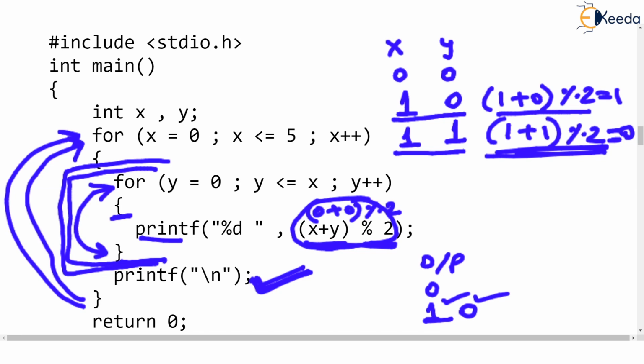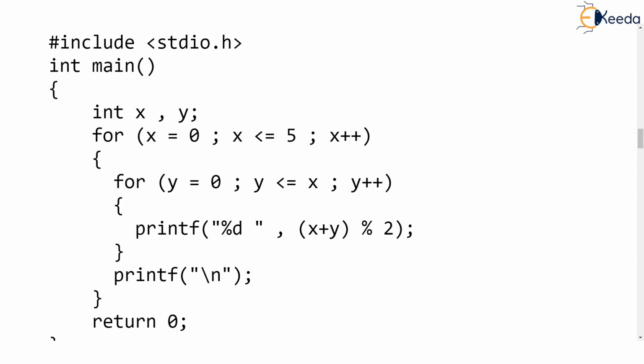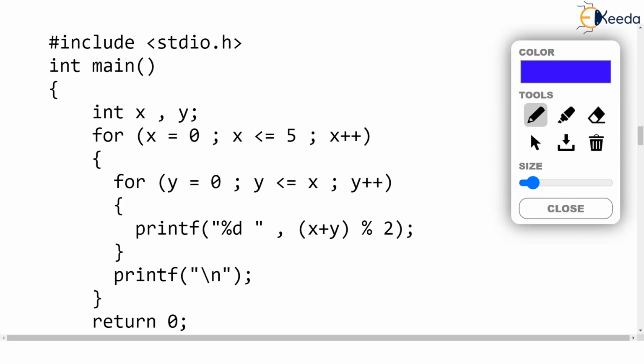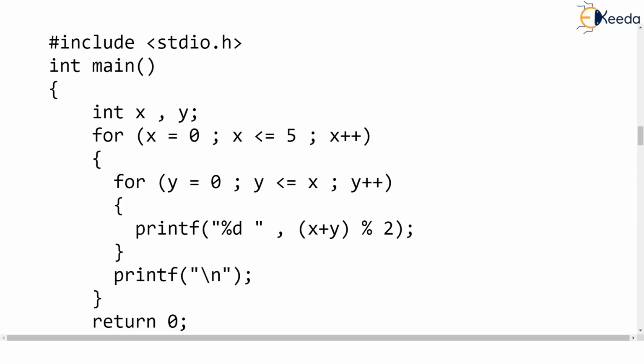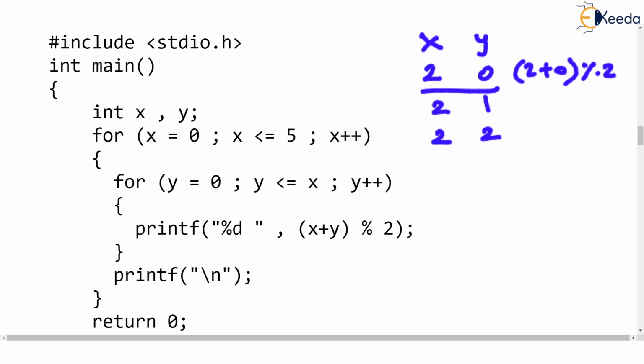Okay, let me clean a few things. So what happens during the next repetition now? Remember, x was 1, but now x will become 2. When x is 2, y will be 0, 1, 2. And for each of these combinations, we are printing (x plus y) percent 2. So this is (2 plus 0) percent 2. This is (2 plus 1) percent 2.